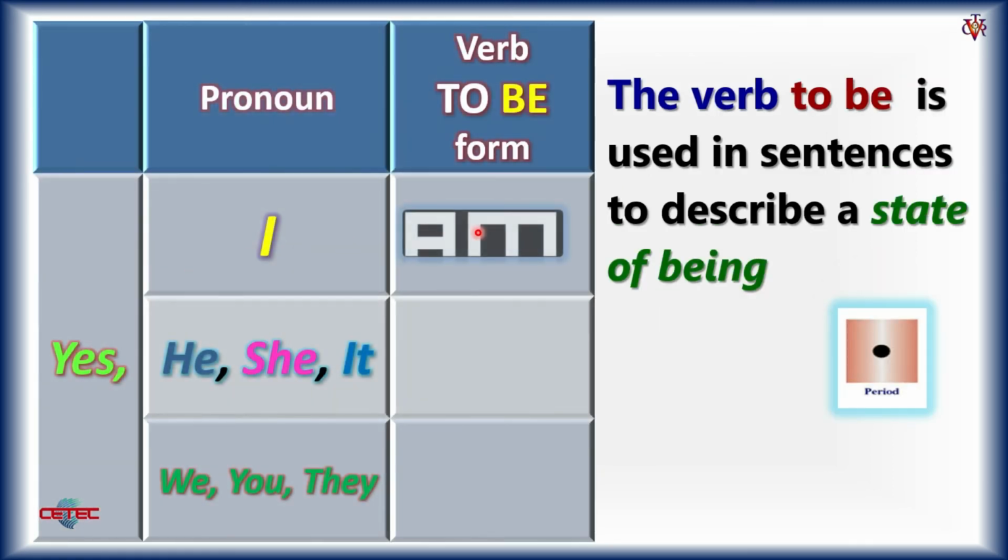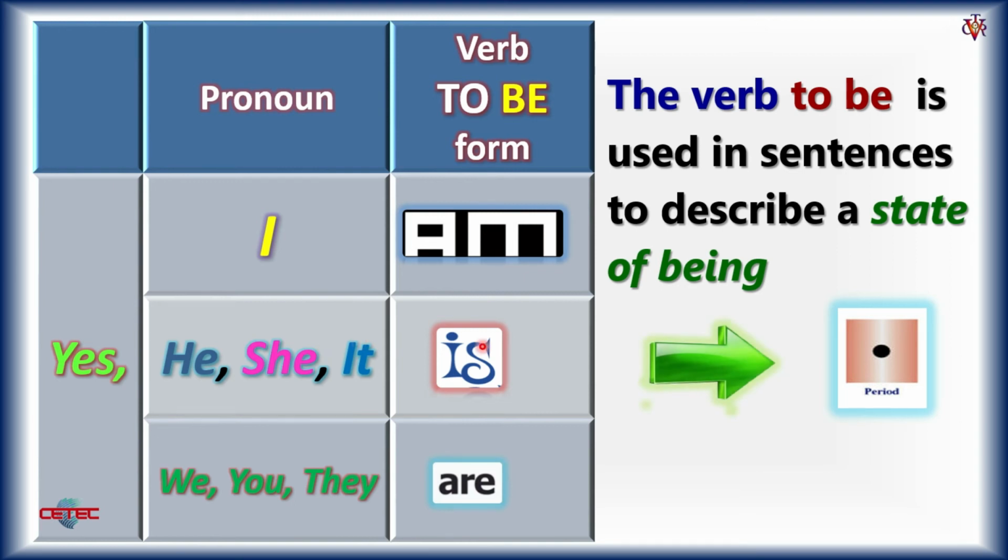Yes, I am. Yes, he is. Yes, she is. Yes, it is. Yes, we are. Yes, you are. Yes, they are. And here, finally, the period at the end of the sentence.